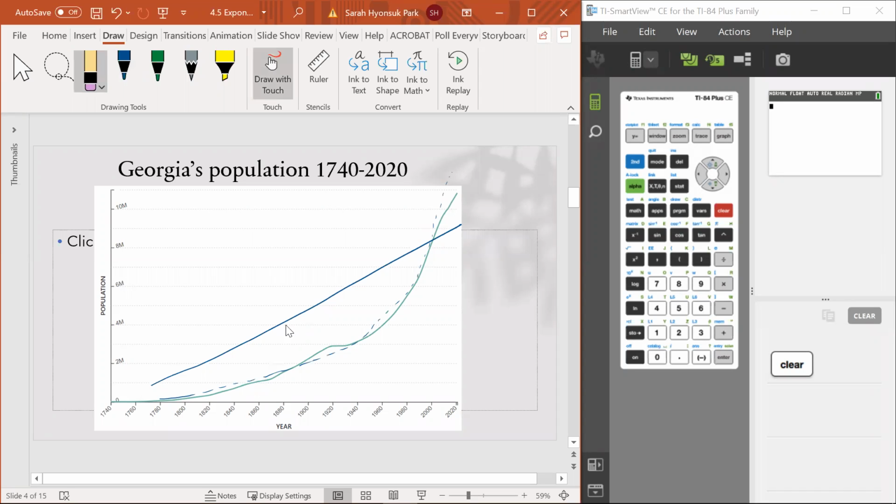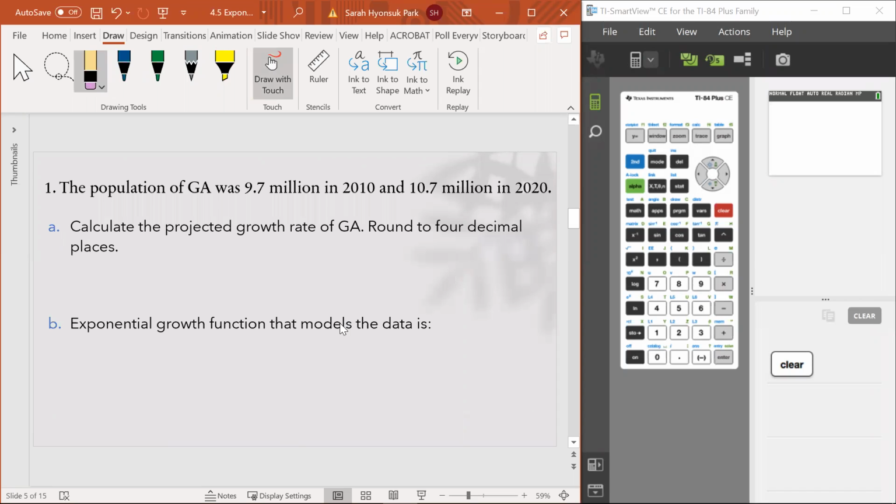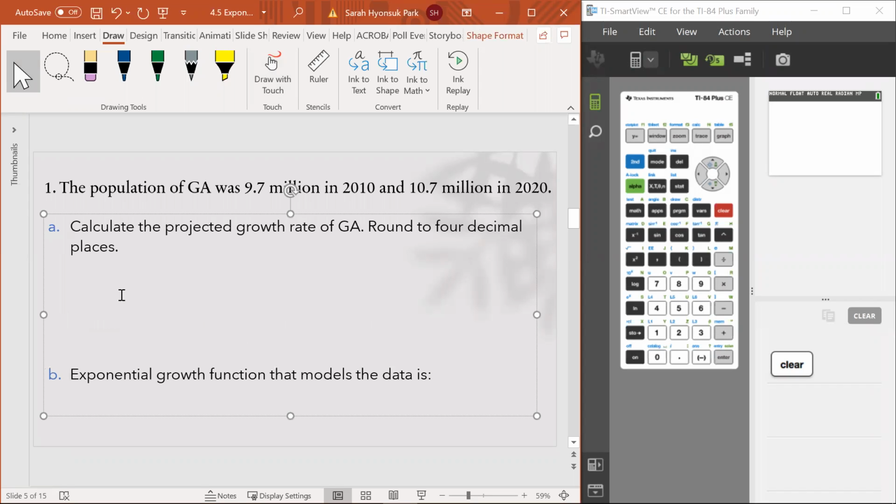So here, let's look at the population of Georgia. Back in 2010, the population of Georgia was 9.7 million, and it grew to 10.7 million in 2020. Let's calculate the projected growth rate of Georgia and round to 4 decimal places. For this, I think I'm going to need more room, so I'm going to push that down.